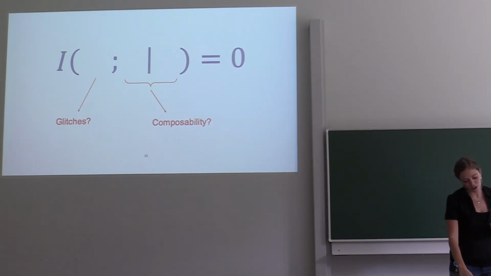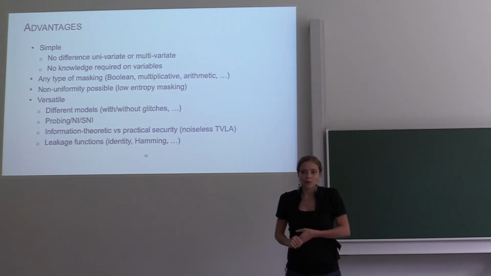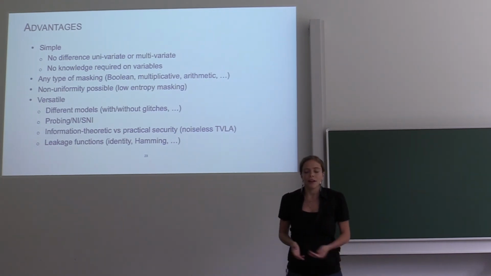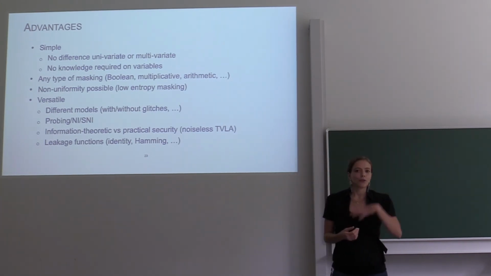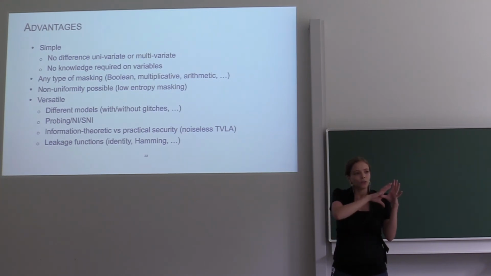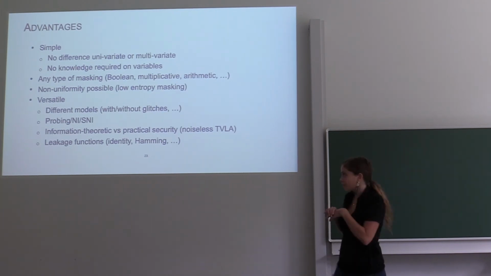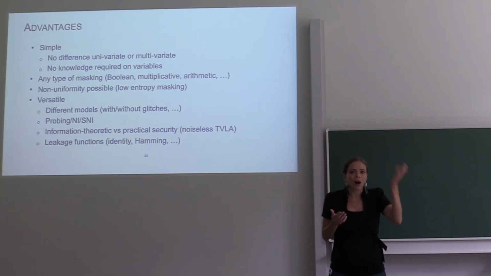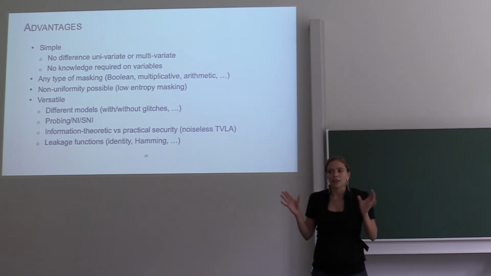So what's the advantage of these mathematical formulations? They're very simple. It doesn't matter whether you're looking at univariate or multivariate security. That's the same. You also don't require any knowledge of the variables. If you want to check non-completeness, for example, then your tool needs to know for every part of your circuit which variables belong together, which variables are shares of the same sharing. In this case, all we need to know is which wires come out of a register and where they are, which wire they are computing, etc.